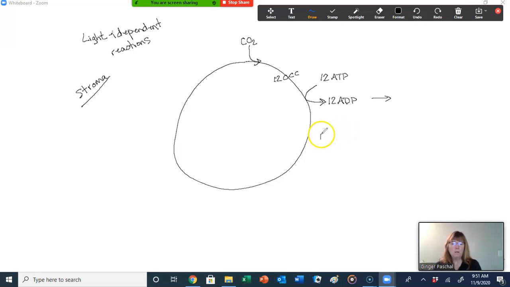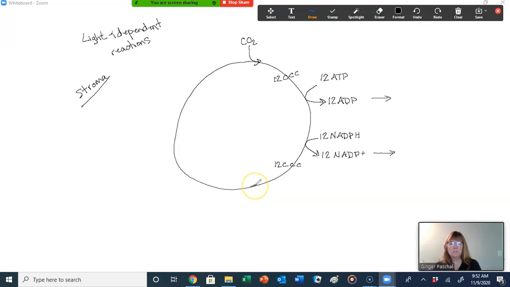We're also going to have 12 NADPH, NADPHA, as we were calling it in the other video. And they're going to drop off their energy in this molecular reaction. And then the NADP+ is again going to go back and pick up more electrons and hydrogens from the light-dependent reaction. When we do this, we still have 12 3-carbon molecules. Those 12 3-carbon molecules just now have more energy.